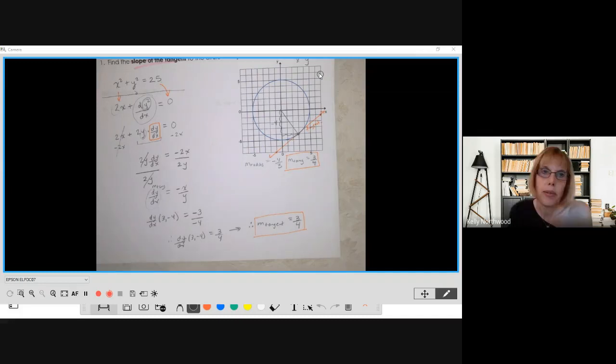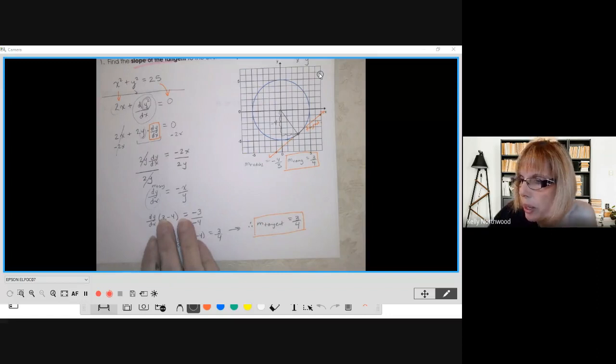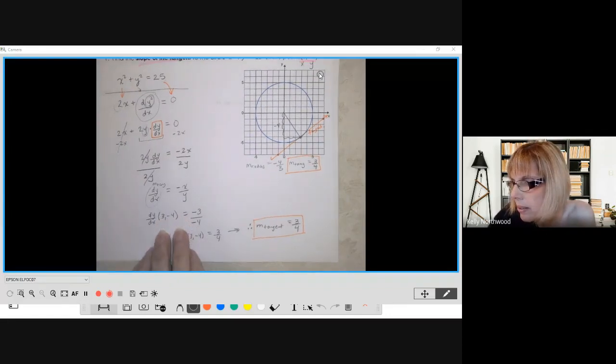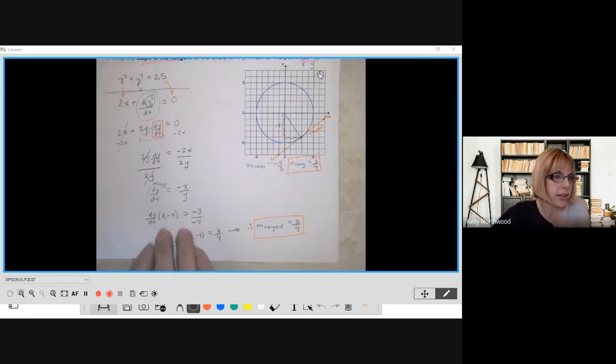So that's kind of like the fundamental idea behind implicit differentiation. And we're just going to try a bunch of questions now, ones where we have to use the product rule, etc. And by the end of the lesson, I think you'll find it easy. You'll have caught on.